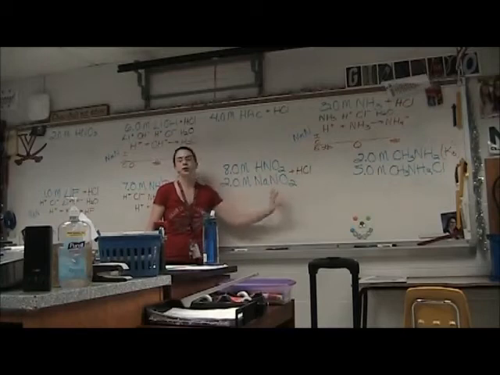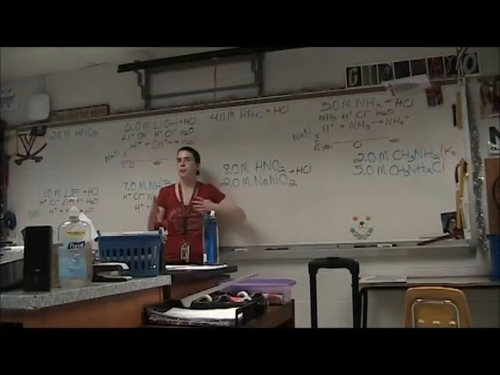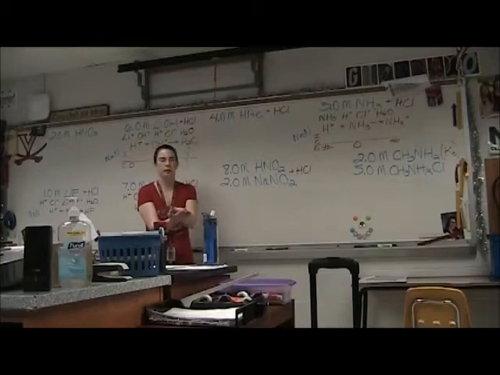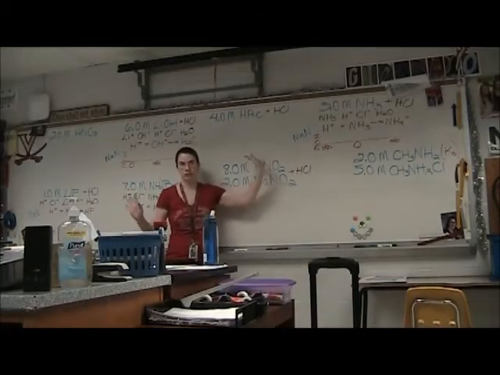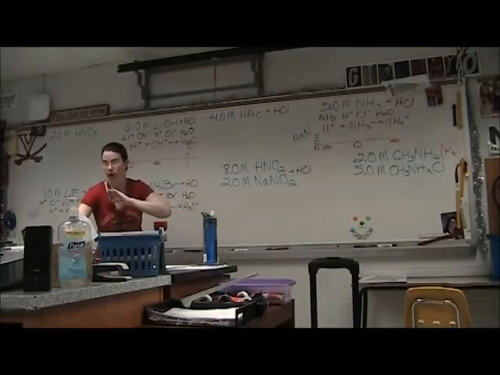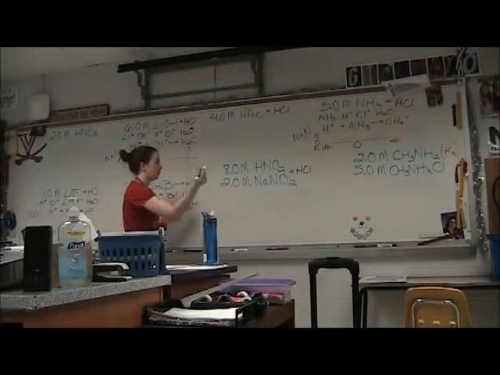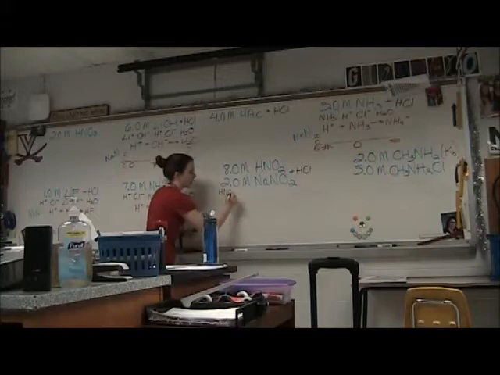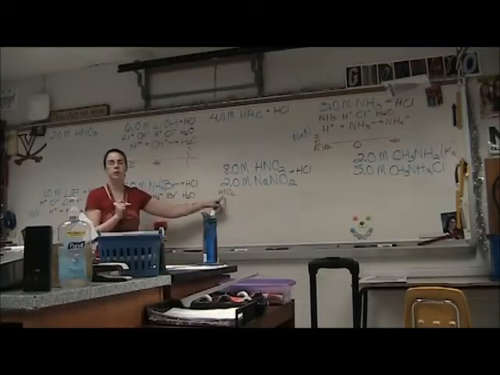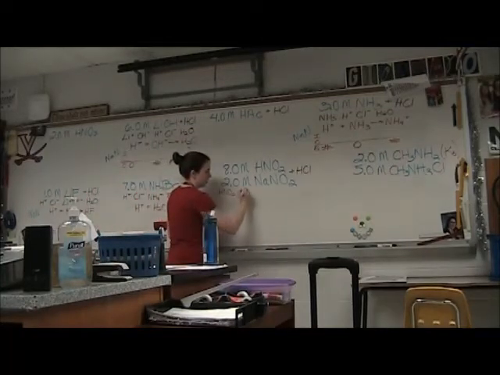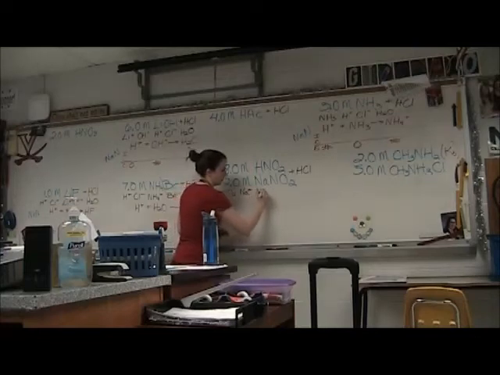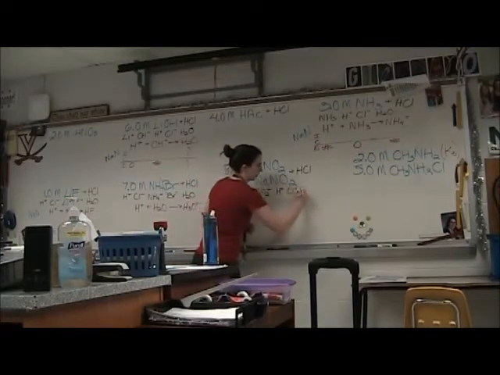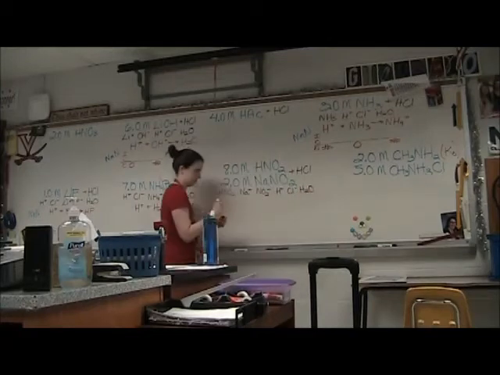So don't even ask yourself, is it a buffer? Because guys, a buffer only contains two things. This has three. So what should we just do right off the bat? Major species. Okay, I've got HNO2. Why am I not splitting that up? Very good. Na plus, NO2 minus, H plus, Cl minus, H2O.